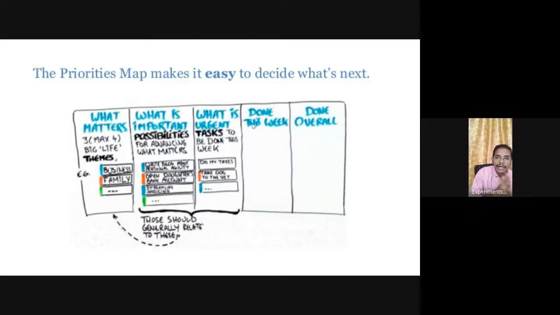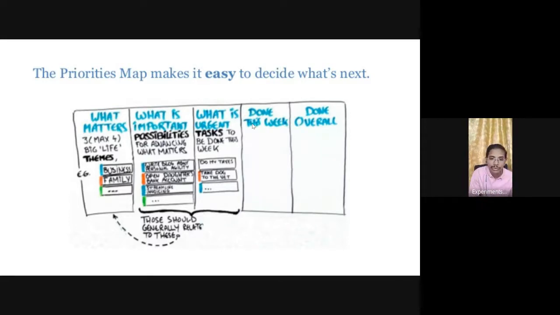Then by the end of the day, I'll think, okay, these are the tasks I decided to do. How many of the tasks have I done for this week? That is called breadcrumbs, which will help me identify whether I am in the right direction. Am I going towards the right path?